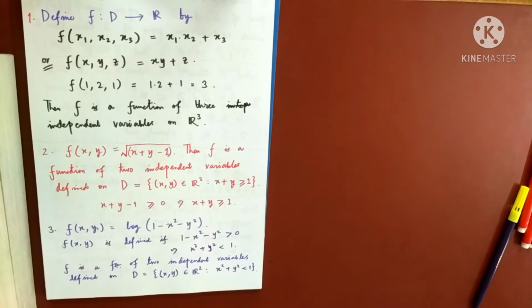It is not necessary that a function of several independent variables will be defined on the whole of Rn, R2, R3 and so on. There is no such guarantee. It may be defined only for some values of x. So this is a function of two independent variables defined on this domain. If you have any confusion, you may ask.